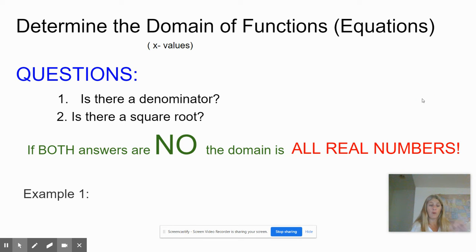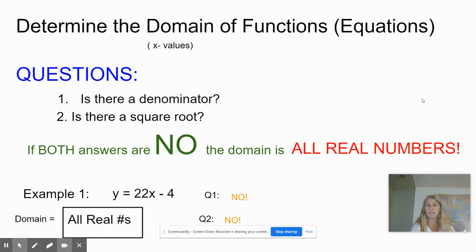So here we have example 1. We have y equals 22x minus 4. This, of course, is a line with a y-intercept of -4 and a super steep slope of 22. So question number 1, is there a denominator? No. And when we say is there a denominator, we mean is the x in the denominator. Question number 2, is there a square root? Is there a radical? Nope, there is not. Therefore, our domain for example 1 is all real numbers. And this makes sense because we know that a line has an arrow going to the left and to the right. If we have something continuing left and right, we can put any value in there for x and get an answer. So example 1, all real numbers.